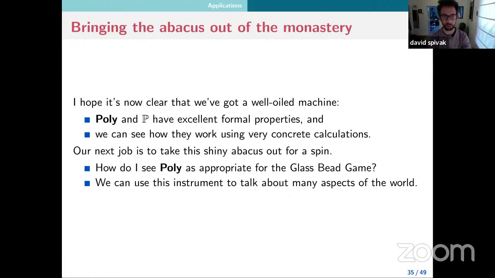Now, what do I mean by the abacus? I'm not really going to keep using those pictures. I really just mean the concrete world of polynomials and polynomial comonoids and the framed bicategory P. So why do I think it's appropriate? If you tuned in last time, I talked about the glass bead game where they use these kind of abacuses with glass beads on them to talk about all sorts of things in the world. My job is now to show you that we can talk about interesting things using this framed bicategory P. So I'll start with Moore machines.